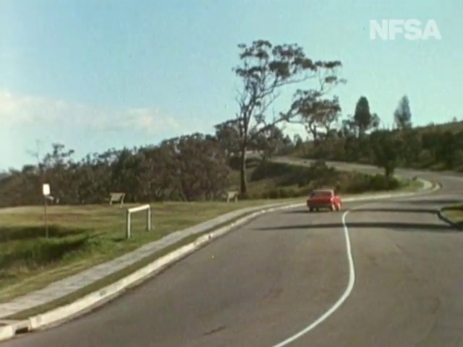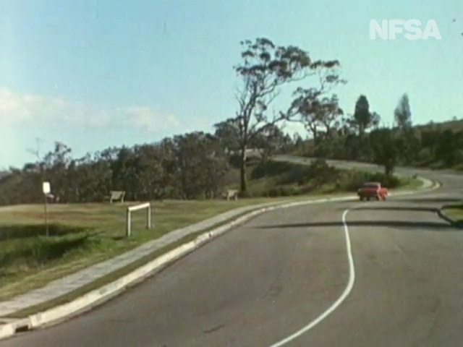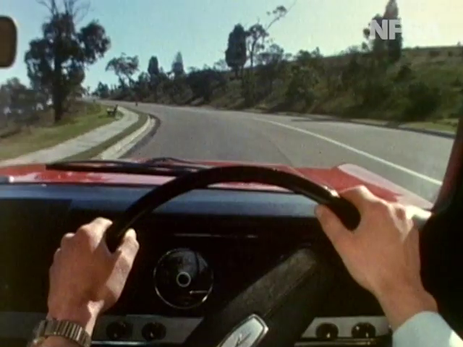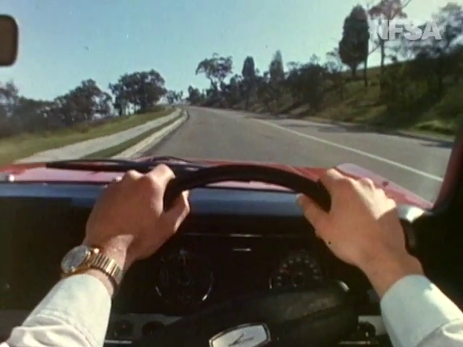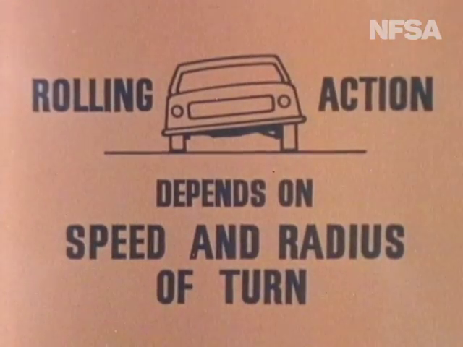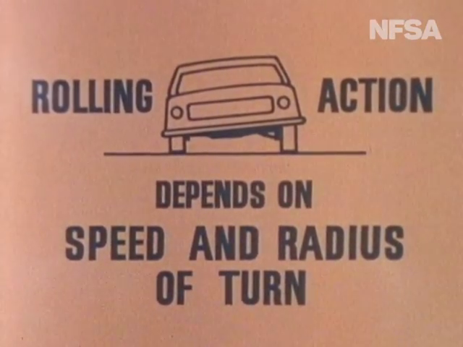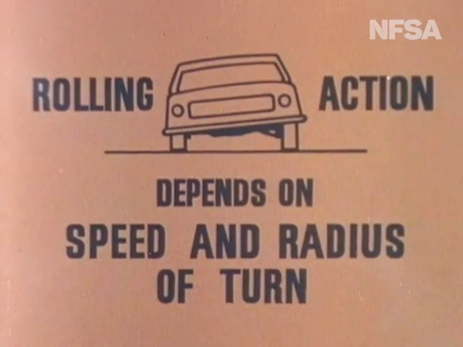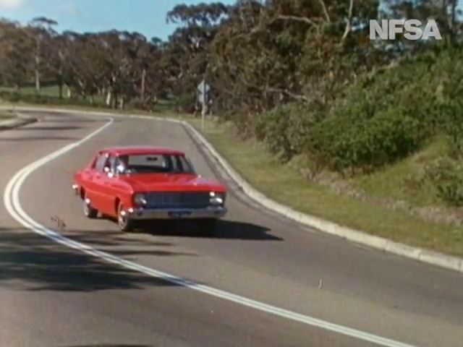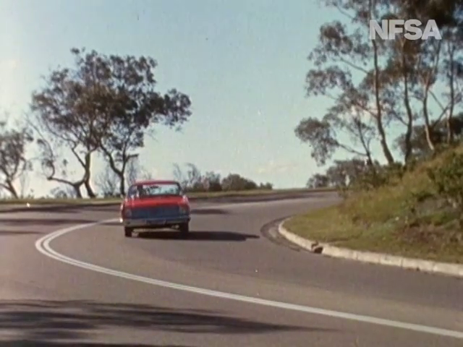We control the speed of a car with accelerator and brakes. We control direction by steering. If we're traveling fast and turning sharply, the car tends to roll towards one side. The measure of this rolling action is directly related to speed and radius of turn. Traveling at 20 miles an hour around this corner produces some rolling action.